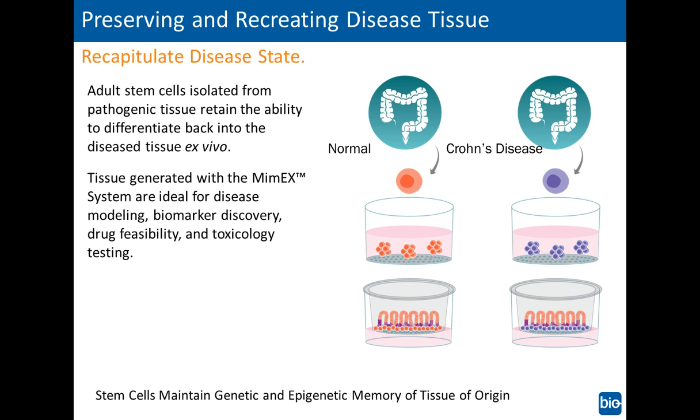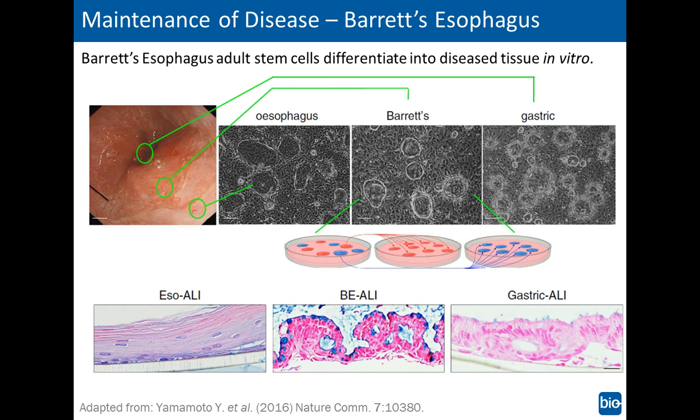So the idea is that they maintain this memory of the tissue of origin. And a good example of this is taken from this Yamamoto paper from 2016, looking at Barrett's esophagus. So Barrett's esophagus is an intermediate phase for esophageal adenocarcinoma, so esophageal cancer. And in order to study the mechanisms of this disease, they isolated the stem cells from the esophagus, from the Barrett's inflamed region, or the Barrett's lesion it's called, and from the gastric region.